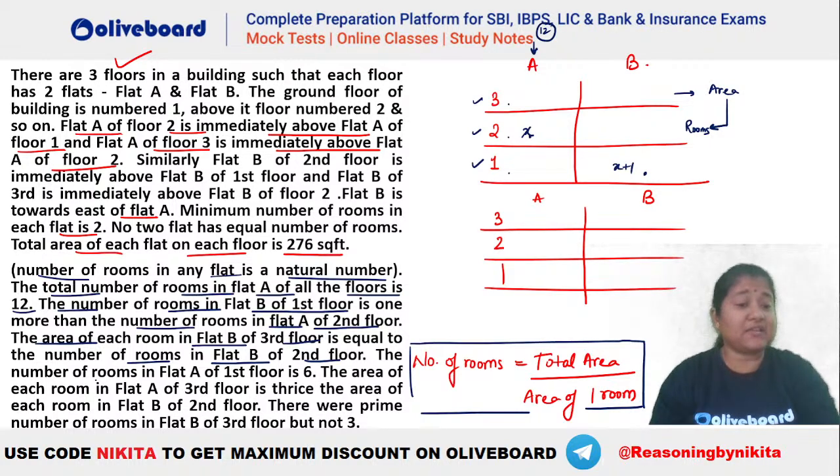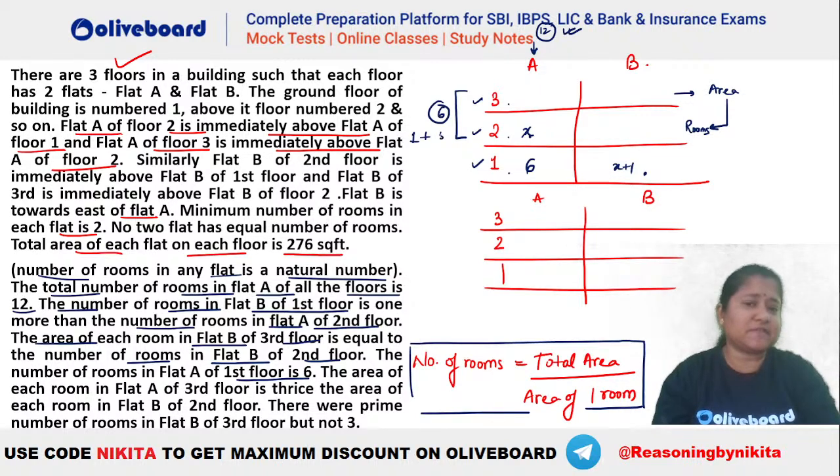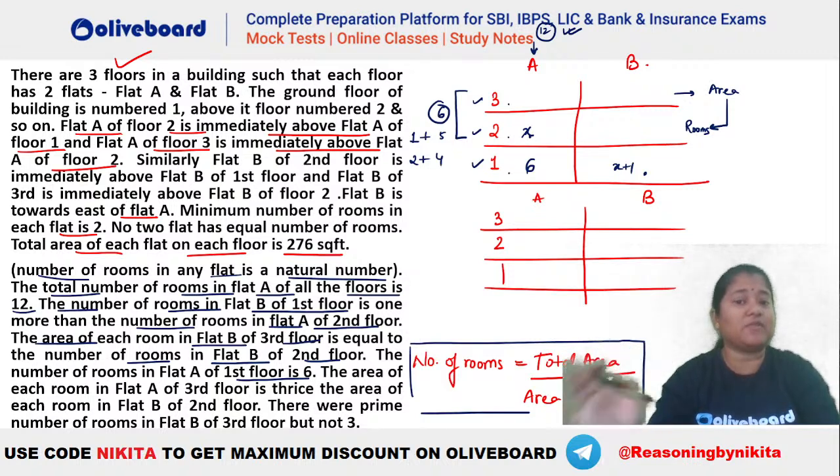Now, after that, it is given the number of rooms in flat A of first floor is 6. So flat A first floor is 6. That means you can see this is 6 here. If this is 6, that means the sum of these two has to be 6. Why? Because we know that there have to be 12 rooms in total in this particular column, right? That was known. So you can understand that either it is 1 plus 5 or maybe 2 plus 4. It cannot be 3 plus 3, isn't it? It cannot be 3 plus 3 here, because no two flats should have the same number of rooms. So either it has to be a combination of 1 room and 5 rooms, or it has to be 2 rooms and 4 rooms here.